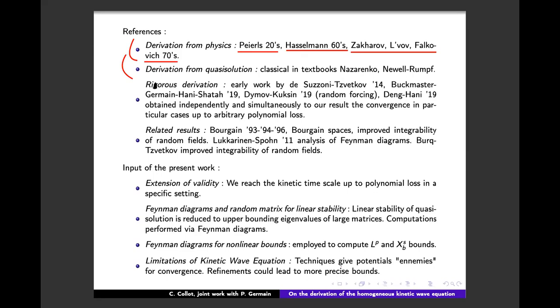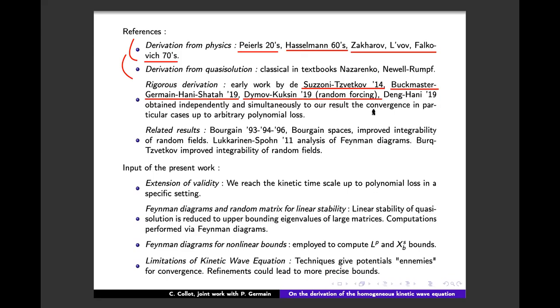So what about now rigorous math? Here, unfortunately, I cannot put all the names behind that, but there was some early work by Desuzzoni and Zvetkov, studying correlations for a similar dispersive equation. Then there was some work last year by Buckmaster, Germain, Hani, Shatah, who obtained the validity of this kinetic equation and the existence of the solution at a non-trivial time scale. There was some work by Dymov and Kuksin, because this problem can also appear when you force randomly your equation. So this appeared this summer.